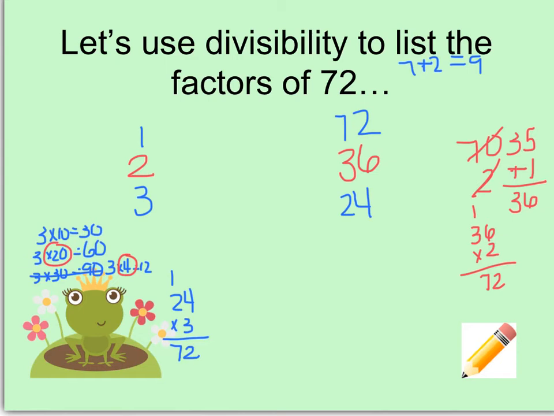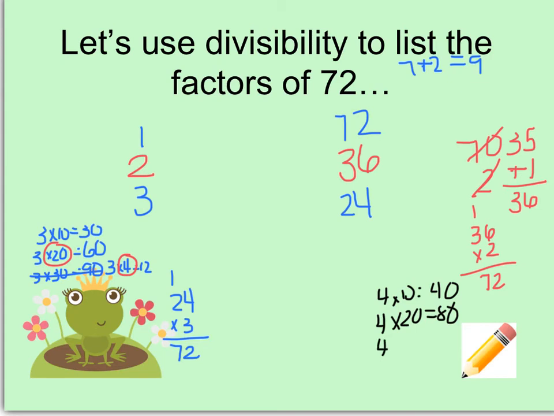I have to ask myself if 72 is divisible by 4. There's not a good trick for 4s, but it's divisible by 2. And so it may be divisible by 4 because 2 times 2 is 4. I know that 4 times 10 is 40. And 4 times 20 would be 80. 72 is less than that.